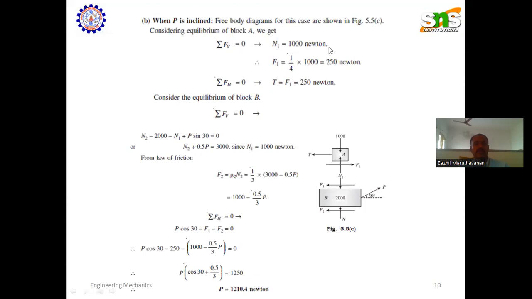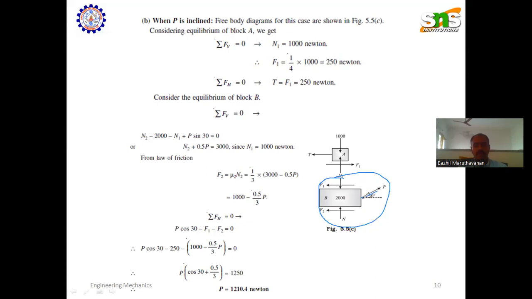Second condition. When the P is inclined at an angle of 30 degrees, we have to identify the P value. Here we have to redraw the free body diagram once again for the block B. For the block B, the P force needs to be resolved horizontally and vertically.